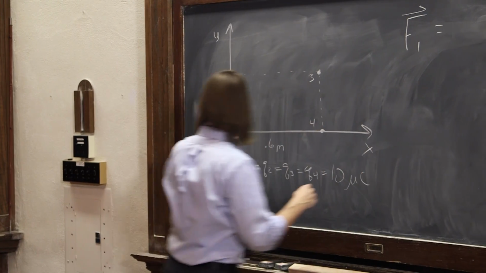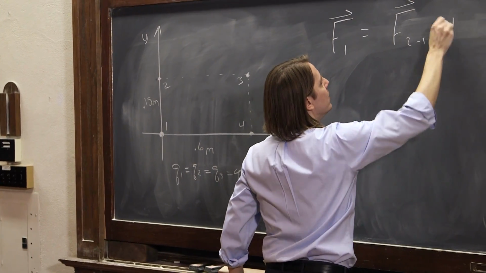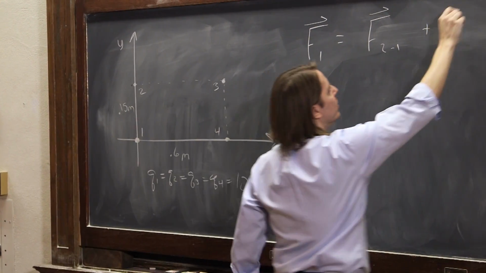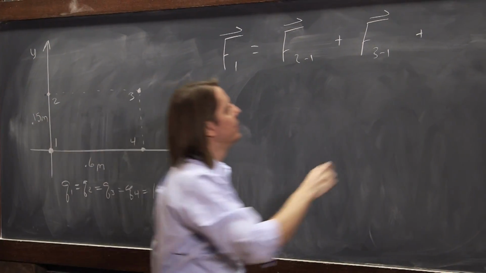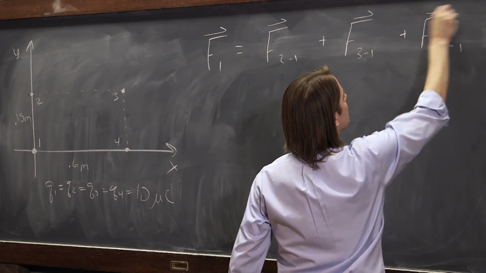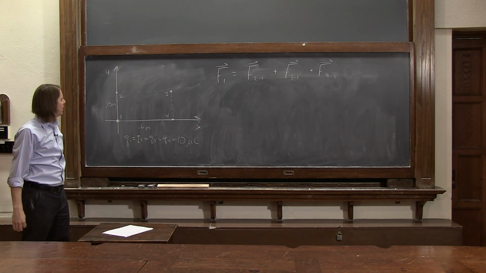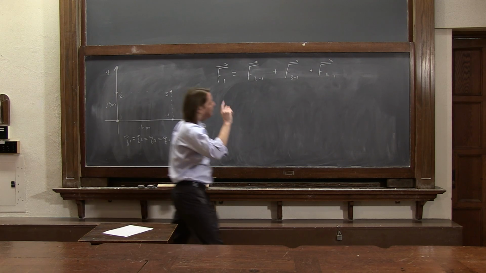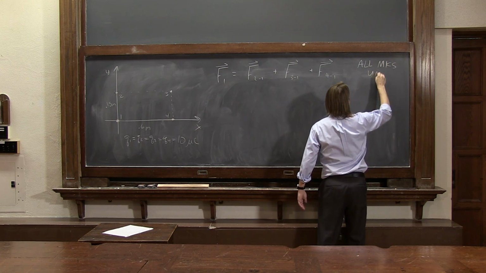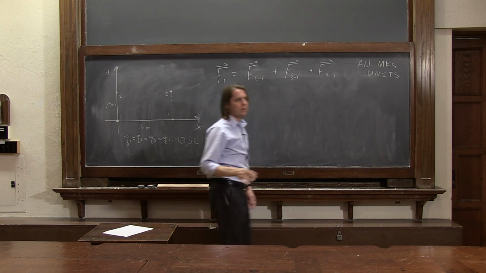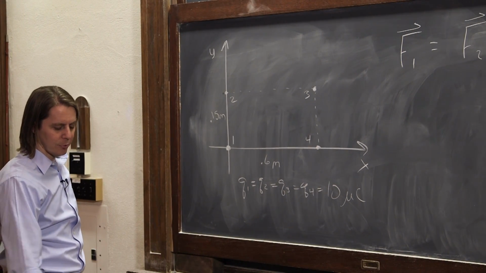So what we say then is the total force is the force that 2 applies to 1, F21, plus the force that 3 applies to 1, plus the force that 4 applies to 1. You just add them up. So now we just need to get each one. Let's do 2, 1. And let me put one note: I'm going to do this all in MKS units, so I'm not going to write meters and coulombs and newtons and all that in the expressions.